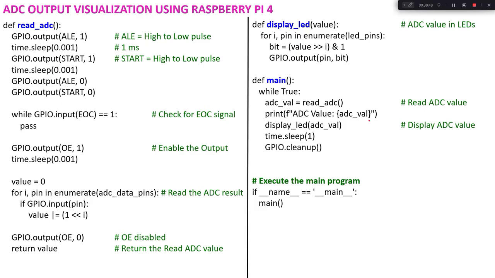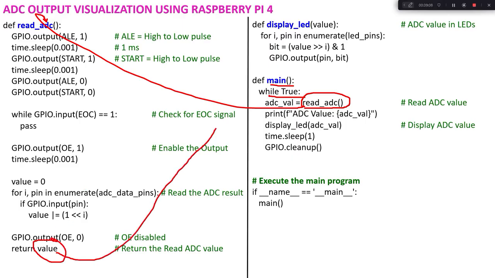Then we write a main function. In the main function, our system should run continuously, so we make use of a while loop and the condition is always true. In that I am going to call this function called read ADC. When I call it, the final converted result value will appear here, ADC_value. So this value I am going to print and see.